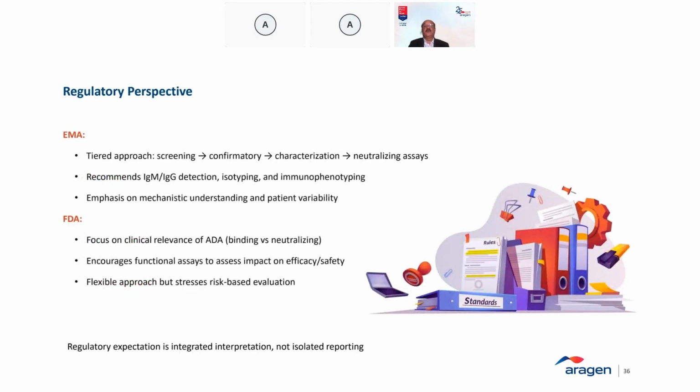If you look at the overall regulatory requirements when you submit your brochure, EMA insists that you go through a tiered approach: screening, confirmatory, characterization, and neutralizing assays. They recommend both IgM and IgG detection, while isotyping and immunophenotyping are done on a case-by-case basis. The emphasis of EMA is on mechanistic understanding and addressing patient variability.